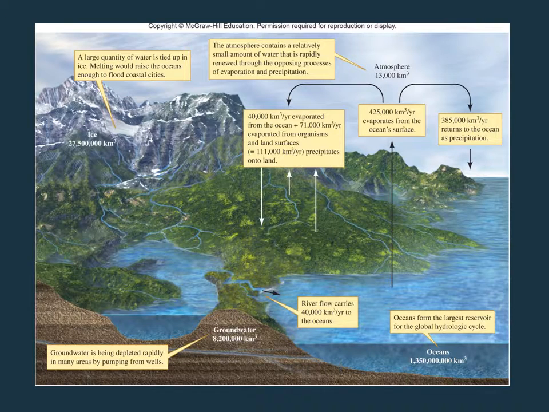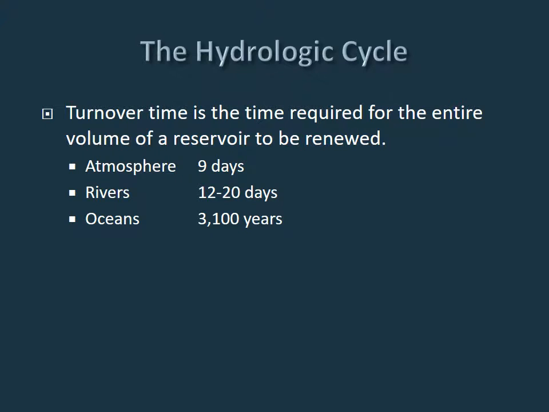This is a picture of the water cycle from your text, and it just shows various sources of water and how much water is in each of these sources and is given off by these sources. Turnover time is the time that's required for the entire volume of a reservoir to be renewed. So to renew the entire volume of water in the atmosphere takes 9 days. Rivers, the turnover time is 12 to 20 days, and oceans, the time is 3,100 years.